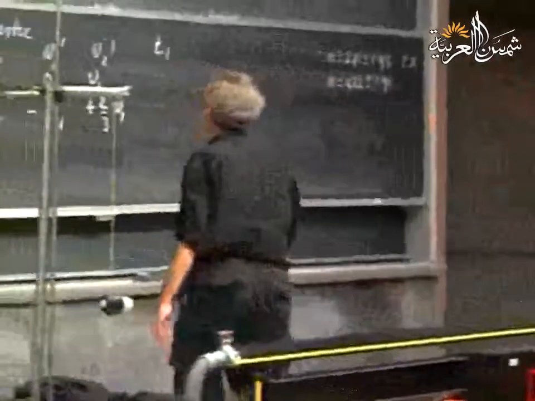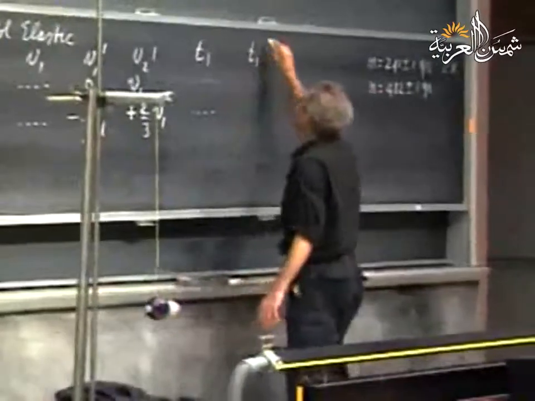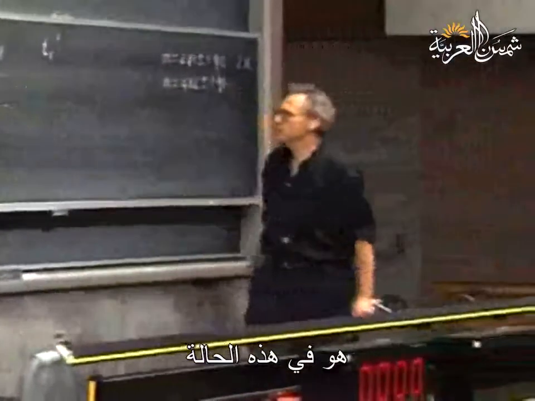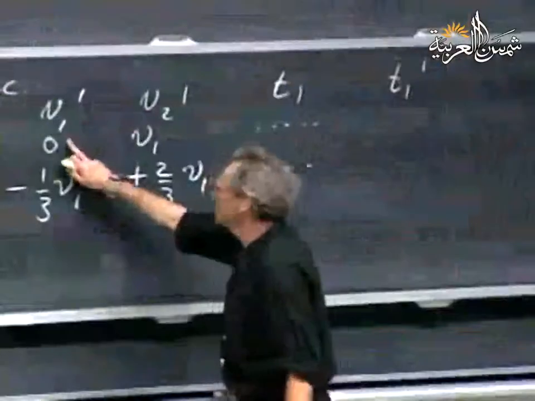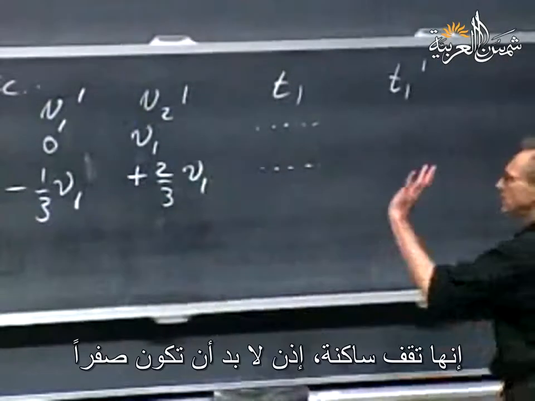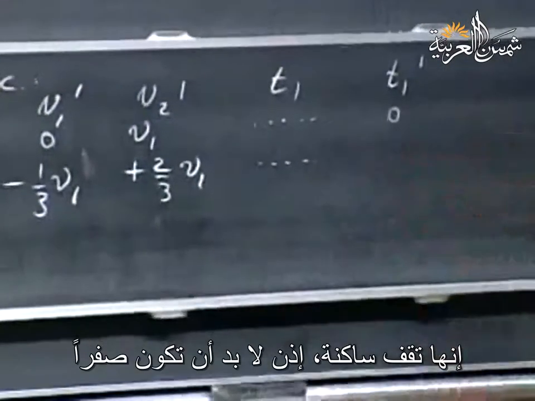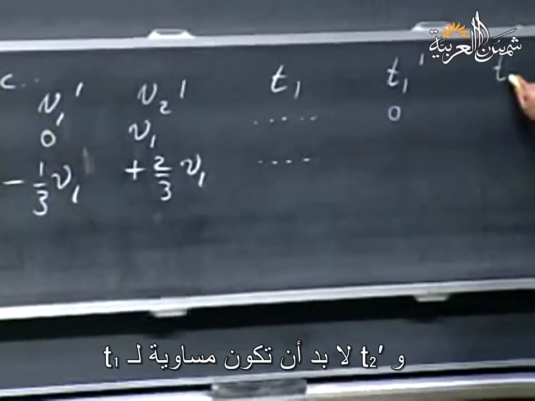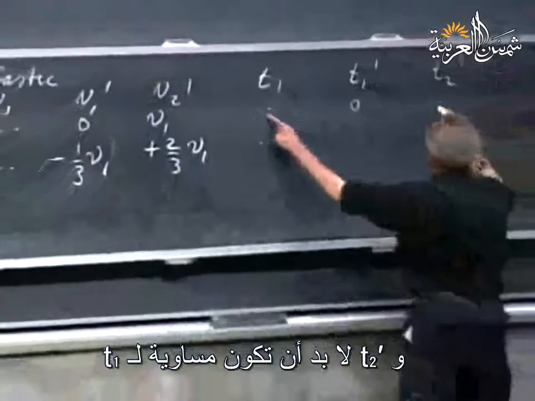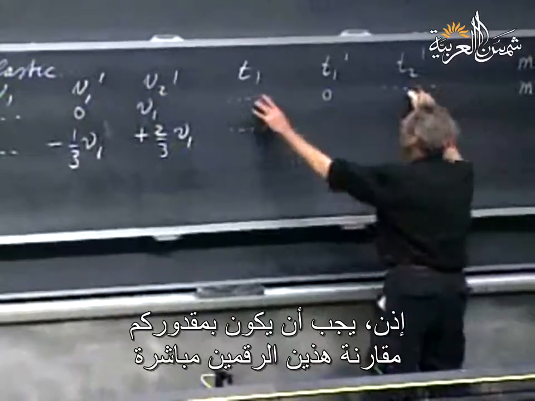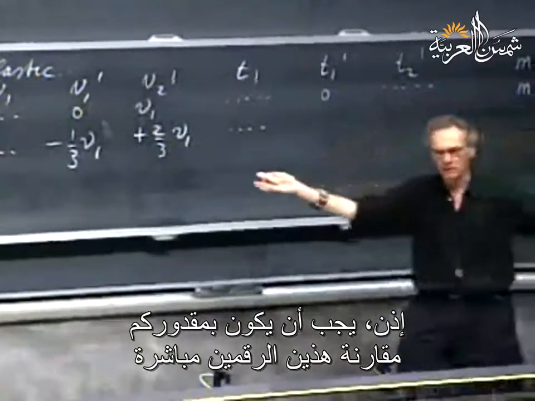T1 prime is, in this case, it stands still, so it must be 0. And T2 prime must be the same as T1. So these two numbers you should be able to compare directly.